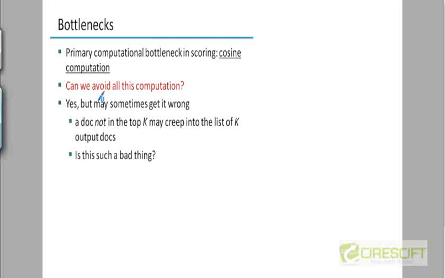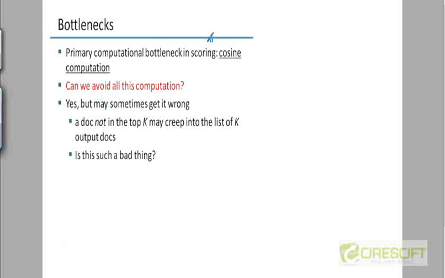Okay, so far we have discussed how we can compute these cosine scores on the index and then how we can choose the top k among them. Any questions about this? What we are now going to do is think of ways of speeding this up.